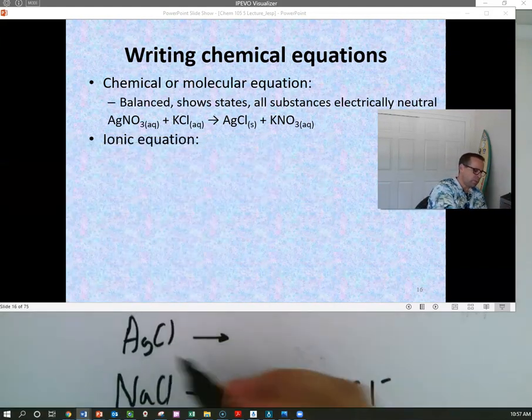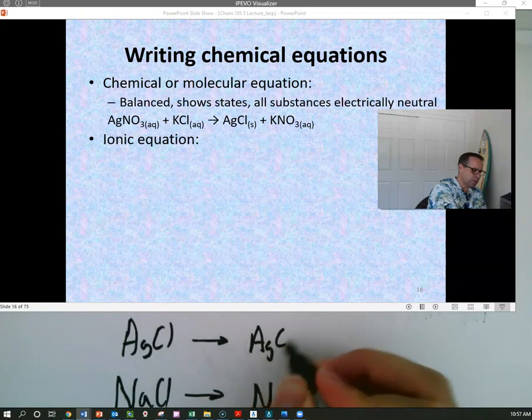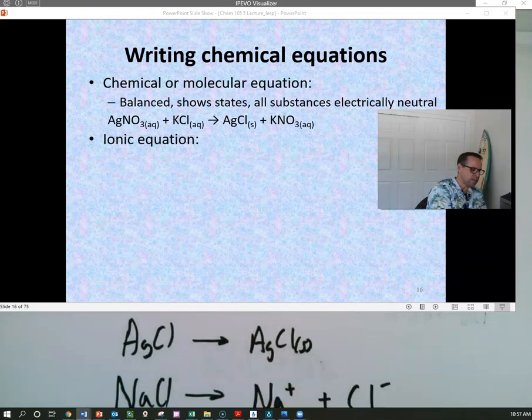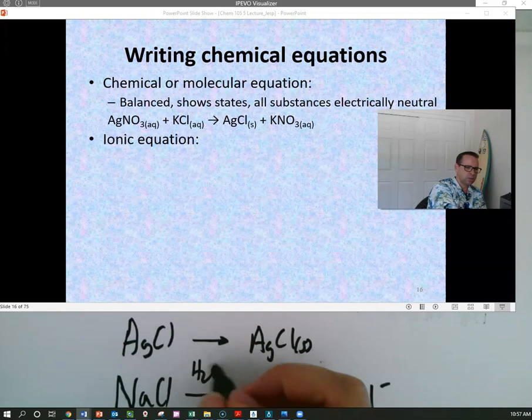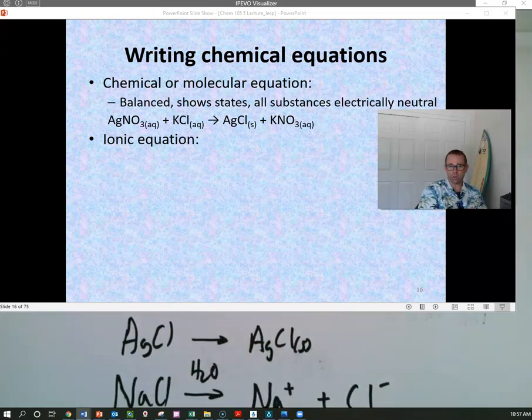Insoluble. So if I put silver chloride into water, it stays as a solid, right? It will not dissociate. So we call that a non-electrolyte. A non-electrolyte will not create electrolytes when I put it into water. All right? So, some reviewing.